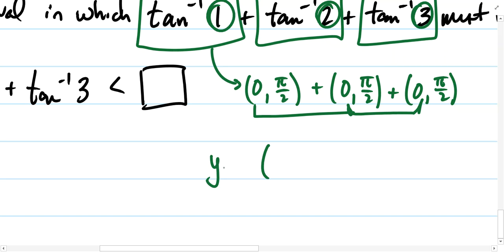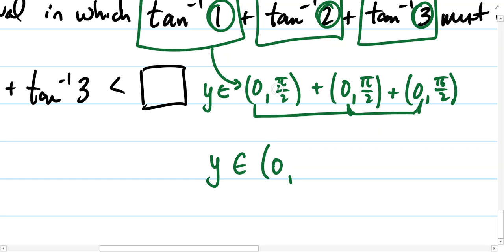So maybe I should say something like this. Y must be an element, so that we're really clear that we're not talking about coordinates here. We're talking about ranges or intervals of results. So I'm saying that y could be anywhere between 0, that would be on the low end. If the result for each group was close to 0, then when I add those three answers together, my answer is close to 0.